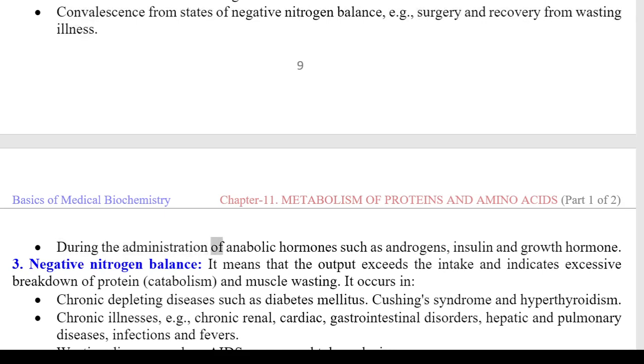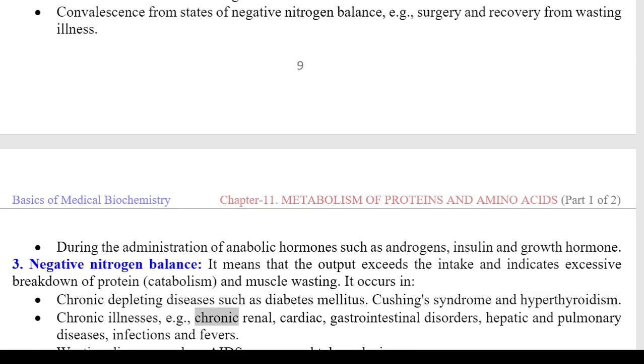During the administration of anabolic hormones such as androgens, insulin, and growth hormone. 3. Negative nitrogen balance. It means that the output exceeds the intake and indicates excessive breakdown of protein, catabolism, and muscle wasting. It occurs in chronic depleting diseases such as diabetes mellitus, Cushing's syndrome and hyperthyroidism.